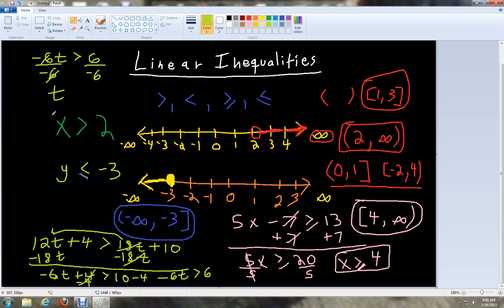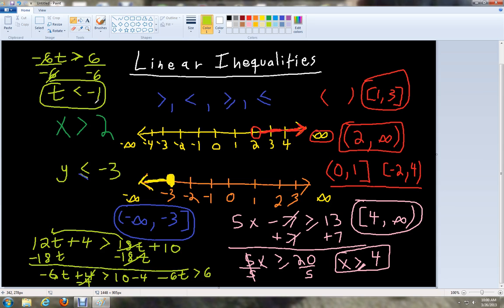And here's the thing with inequalities: when you divide both sides or multiply both sides by a negative number, you have to reverse the inequality. So this is greater than right now, so we're going to have to switch it to less than. And 6 divided by negative 6 is negative 1. So t is less than negative 1. So that is one rule you have to remember when doing linear inequalities: when you divide or multiply by a negative on both sides, you have to flip the inequality sign. So t is less than negative 1.